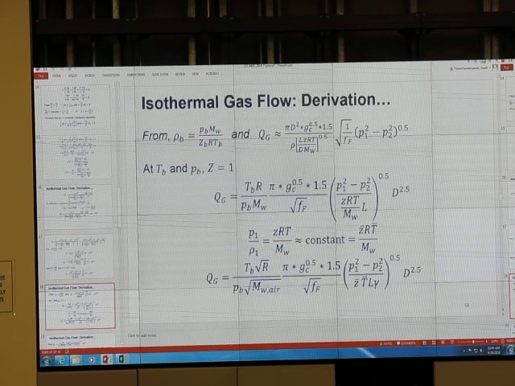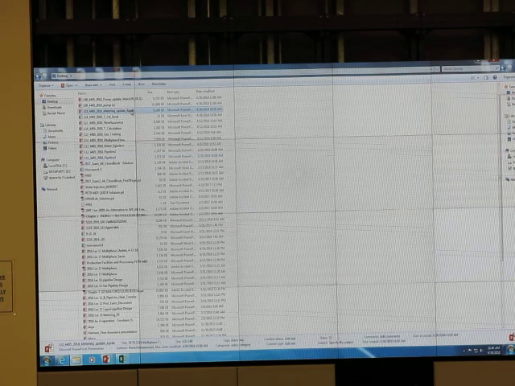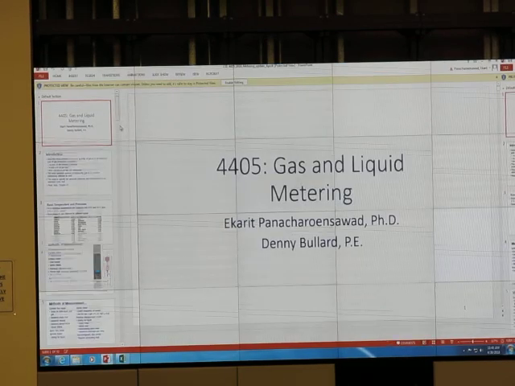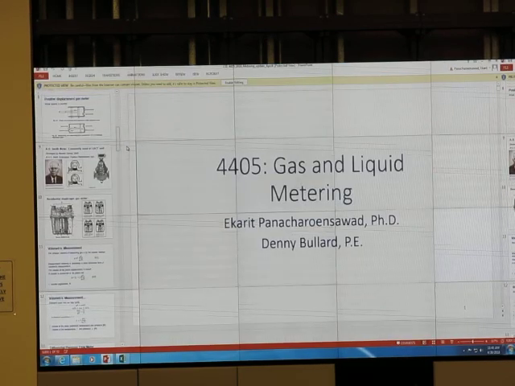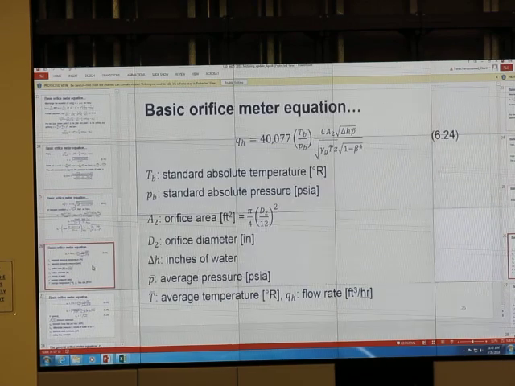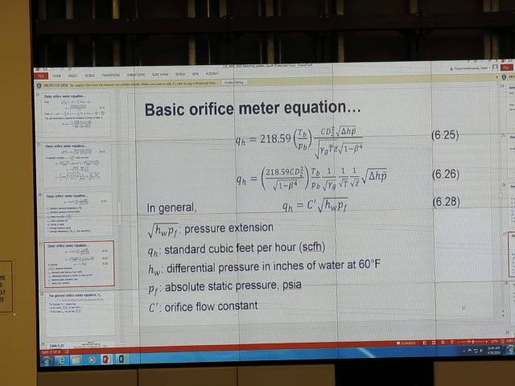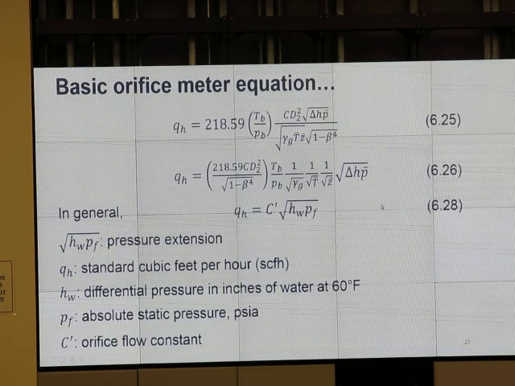I think I skipped the metering. That's the metering part. So, yes, metering. Okay, metering, there's only one equation in metering. Okay, that equation is, what is it? Maybe that's too difficult to memorize, but we have this equation, there's only one equation. Q equal to C prime square root of h_w P_f.